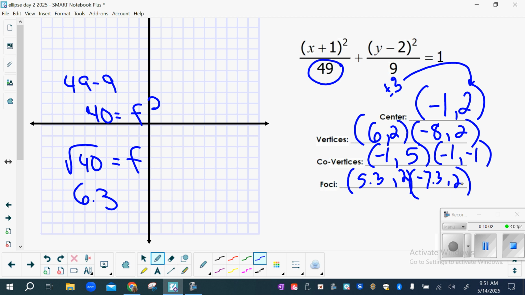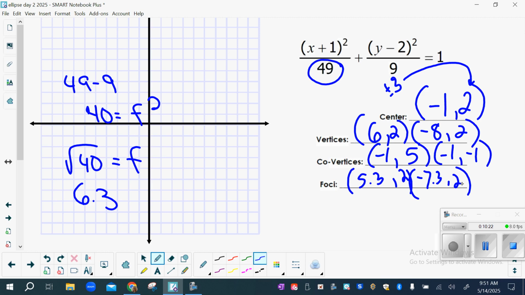Do we get different numbers though? No, you get the same exact number. You literally just get there. Wait, so what's with the negative? Okay, so here's what. You got the 6.3? Pull it up.